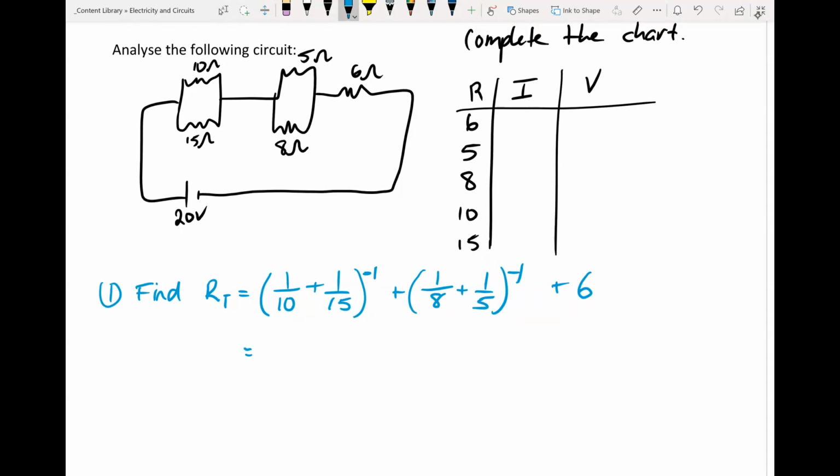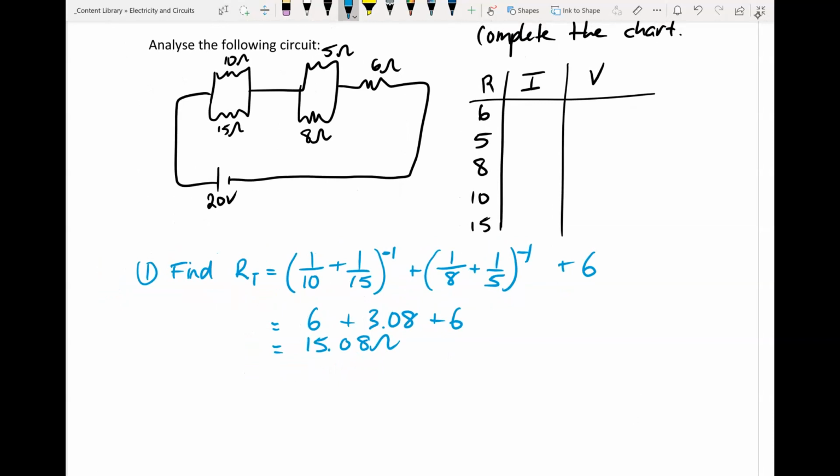Okay. Now we're going to simplify this. So 1 over 10 plus 1 over 15, and then taking the reciprocal of that is actually 6. 1 over 8 plus 1 over 5, and then reciprocal of that, and that's 3.08. So our resistance altogether is going to be 15.08 ohms.